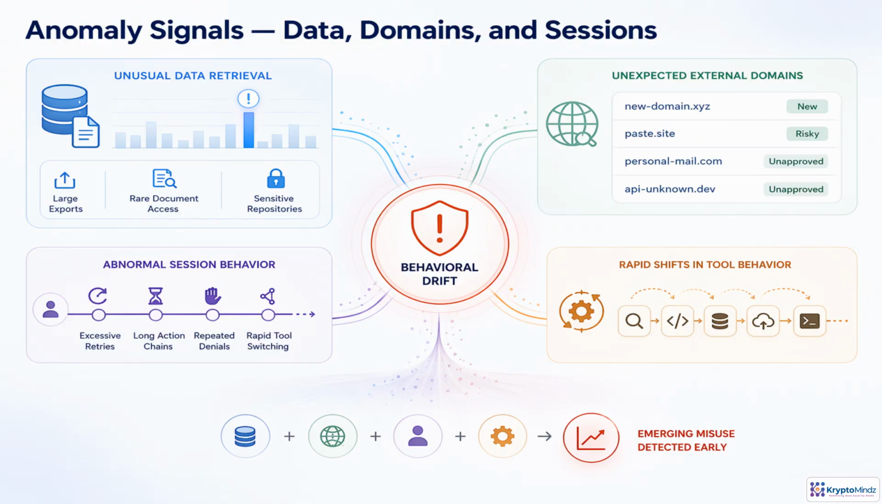Misuse rarely begins with one dramatic event. More often, it looks like drift from a normal pattern. An agent starts pulling unusual volumes of data, opening rare documents, or probing sensitive repositories. It contacts domains the organization has not seen before, such as paste sites, personal email, or unapproved APIs. Session behavior may shift as well. Retries increase, action chains get longer, denials repeat, and tools switch rapidly. Each signal may be explainable on its own. The value comes from correlation. When data, domain, and session anomalies rise together, teams can intervene before misuse becomes a confirmed breach.